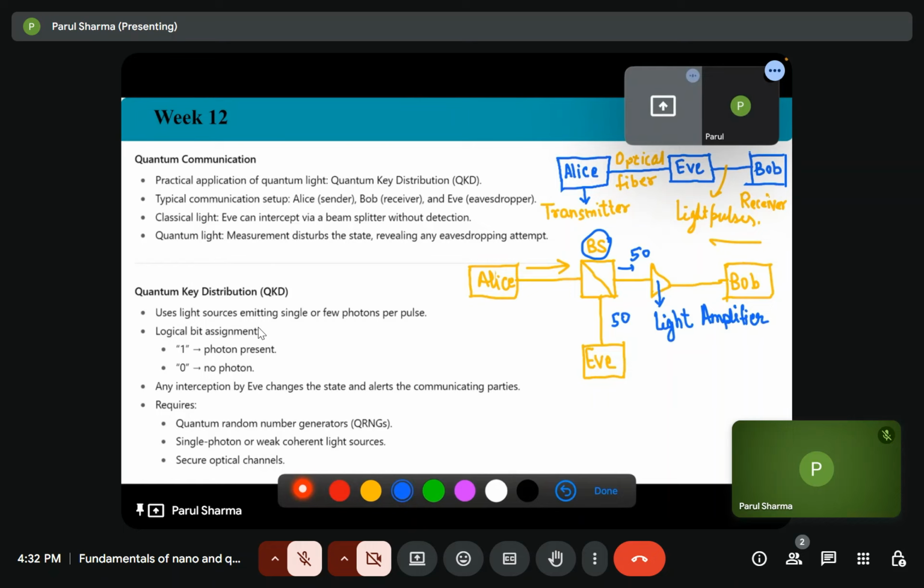So in QKD, we will use light sources emitting single or few photons per pulse. So that is representing one. So logical bit assignment is: one means photon present, zero means photon absent. So any interception by Eve changes the state and alerts the communicating parties. So for that, what is required?